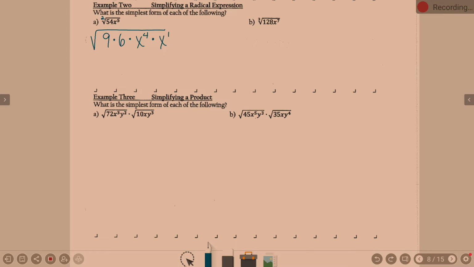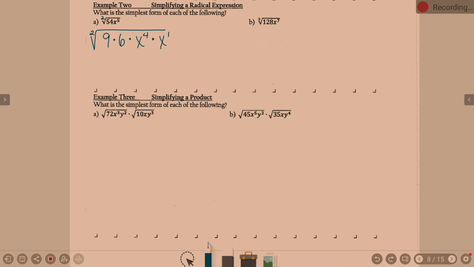Okay, so what we're ready to do here, if it helps, I can put that there. We're going to look at each piece. We're either going to take the square root and put it outside the square root symbol, or we're going to leave it under the square root symbol if we can't take the square root.